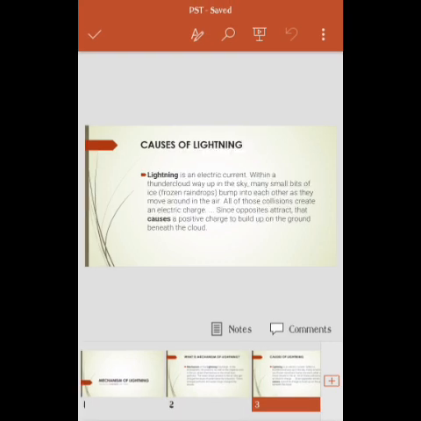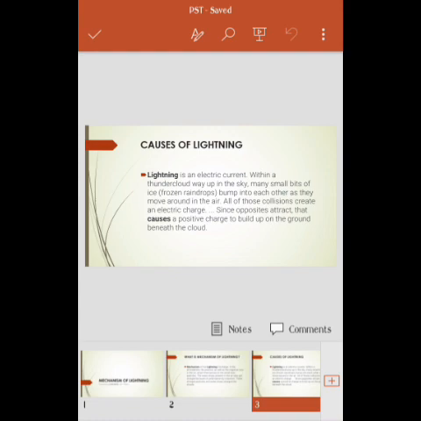Causes of lightning. Lightning is an electric current within a thundercloud way up in the sky. Many small bits of ice bump into each other as they move around in the air. All of those collisions create an electric charge. After a while, the whole cloud fills up with electric charges. The positive charges are protons at the top of the cloud, and the negative charges are electrons at the bottom of the cloud.